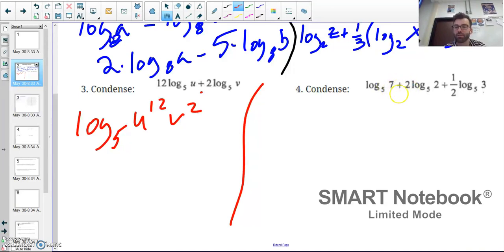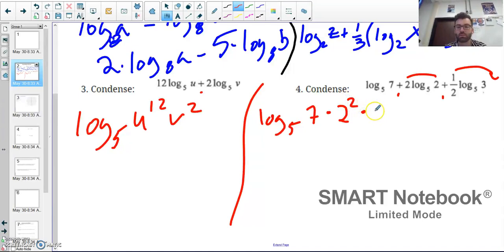Now remember, this means multiplication. This means multiplication. 1/2, what? 1/2, got to throw it back up, so I'm going to go log base 5 of 7 times 2 squared times 3 to the 1/2. All right, well, I know that 2 squared is 4, and 4 times 7 is 28. So I'm going to rewrite that as 28.